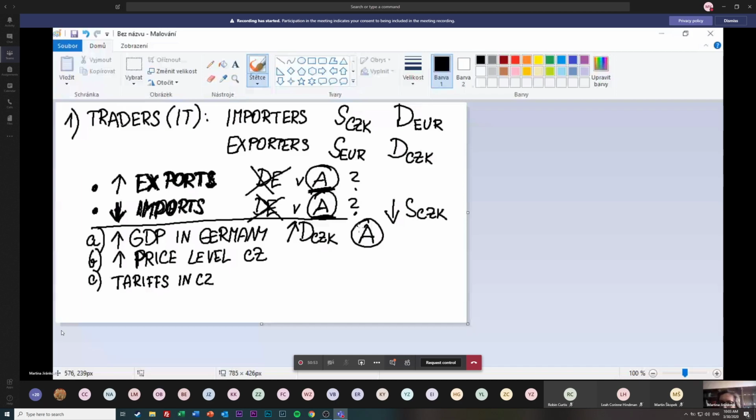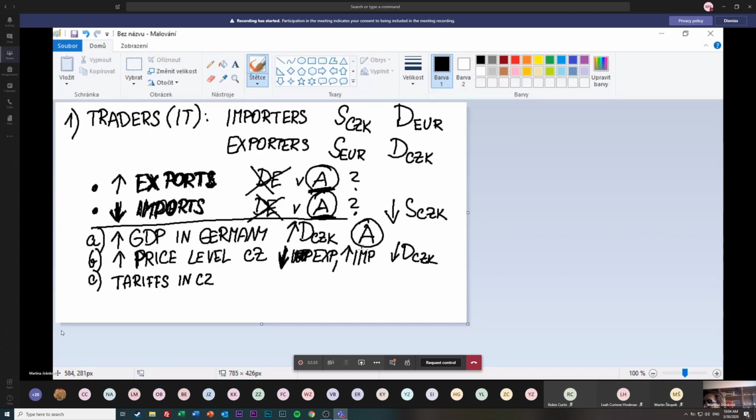So that means that the Czech crown should depreciate. The price of the Czech crown should go down. Have a look at the increase of imports. The influence is the same. So if there are increasing imports, that means there is from Germany. So the importers are selling Czech crowns, so there is increasing supply of the Czech crown, we can say.